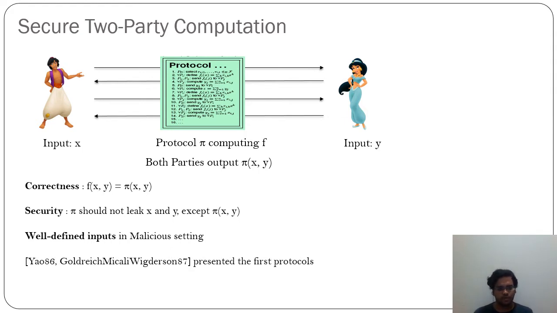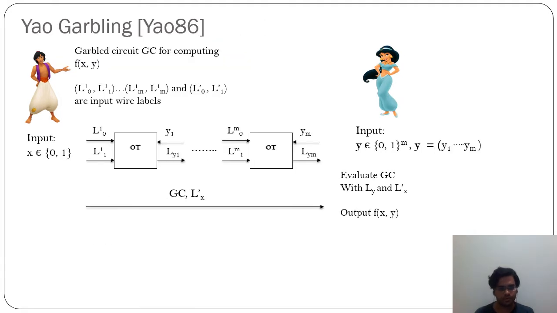So the papers of Yao and GMW, that is Goldreich, Micali and Wigderson, presented the first few protocols for secure two-party computation. The work of Yao presented a two-party computation protocol based on the concept of garbling. There are two parties. The first party is a garbler, the second party is an evaluator. So the garbler has input x and the evaluator has an m-bit input which is y. Now the garbler computes a garbled circuit which computes a function f. This function takes input x and y, so the garbled circuit also takes input x and y, and the garbled circuit has input wire labels corresponding to x and y.